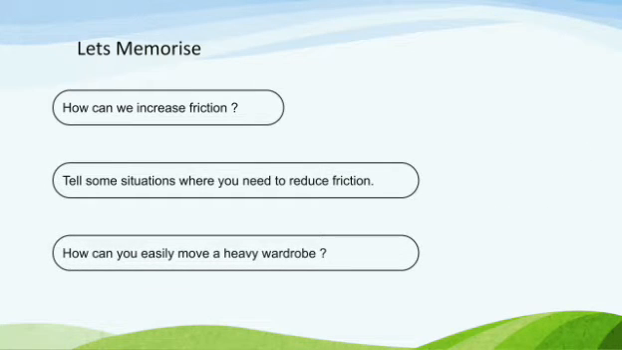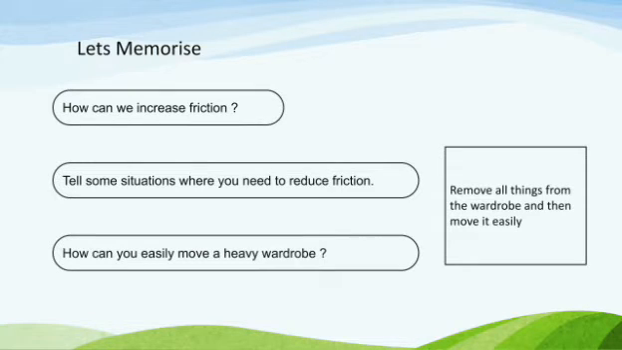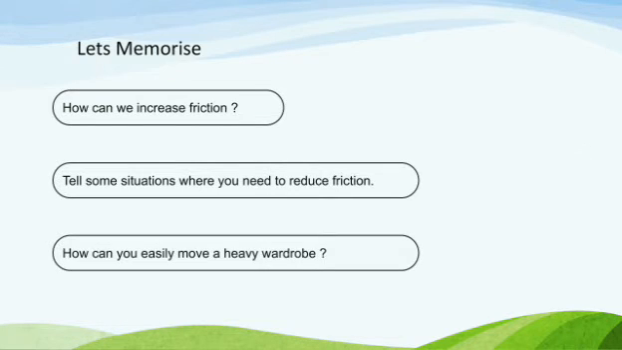Then, how can you easily move a heavy wardrobe? Please say. Yes, you can move it easily by removing all the things from the wardrobe. Okay, good students, very good. Students, do you know why we use wheels while transporting heavy things? No idea? Okay then. Today we will discuss the rolling friction.